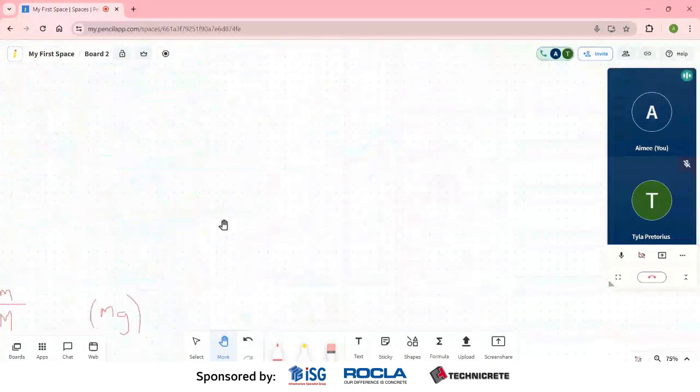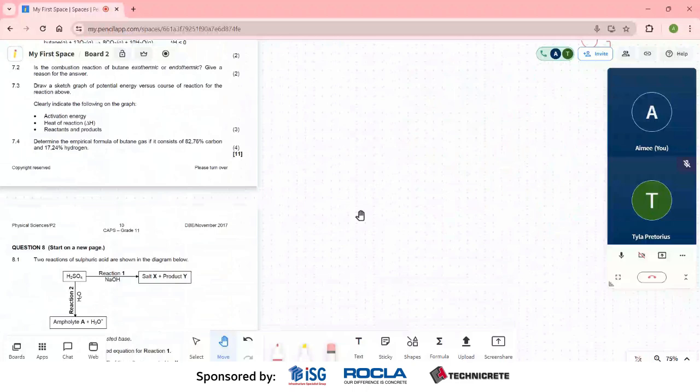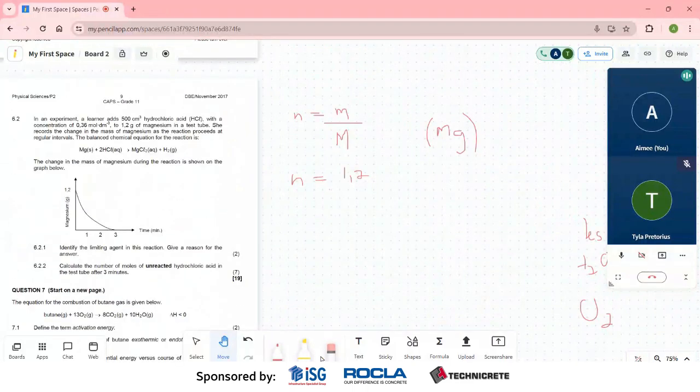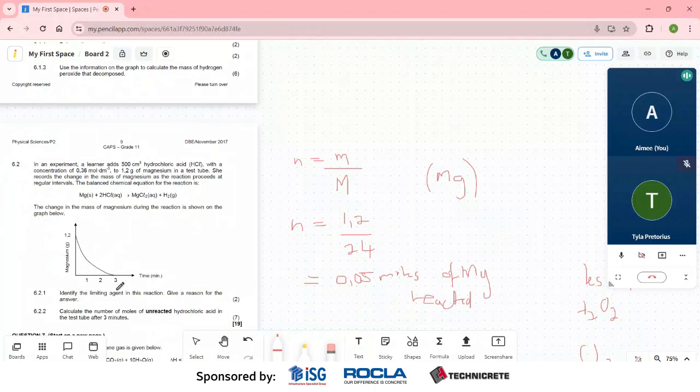So we go back and we say 1.2 divided by 24. My number of moles is equal to 1.2 divided by 24 equals 0.05. So 0.05 moles of Mg reacted. And I can say that it fully reacted because all of the magnesium was used up. So I know all of that reacted.